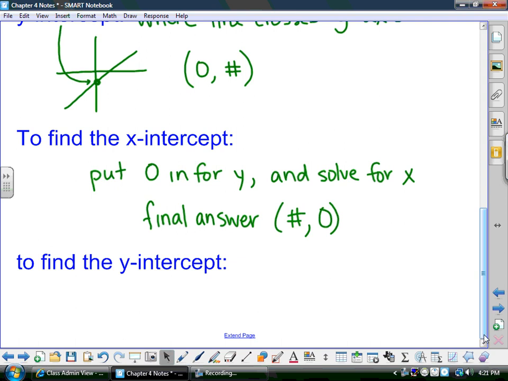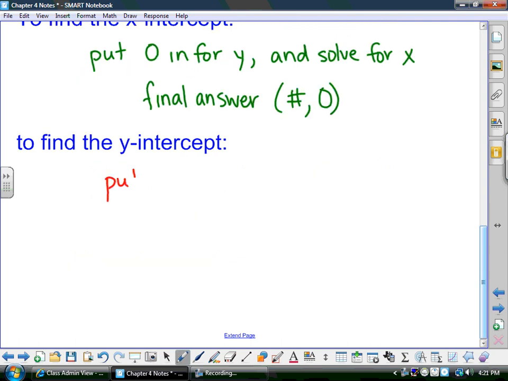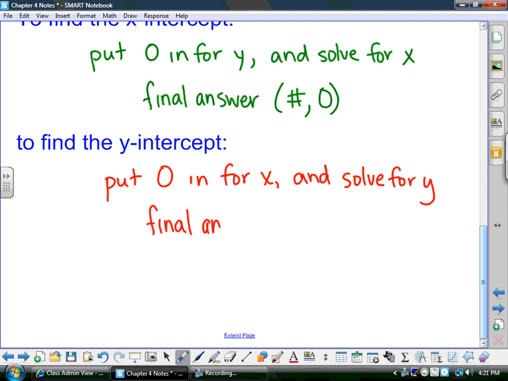To find the y-intercept, we're going to put the 0 in for the x and solve for y. The final answer will always be an ordered pair, and it'll have a 0 in for the x, and then the number that you find for the y.